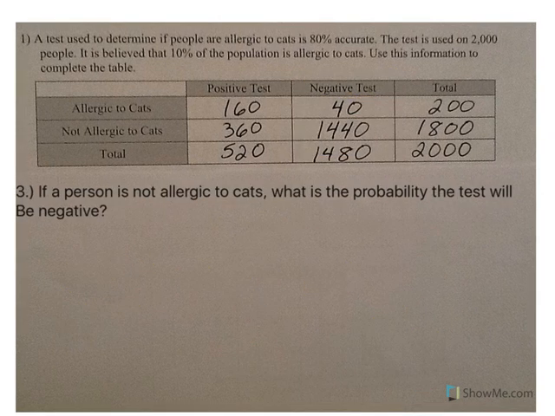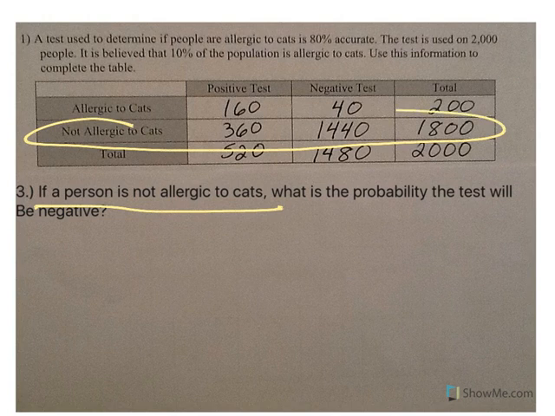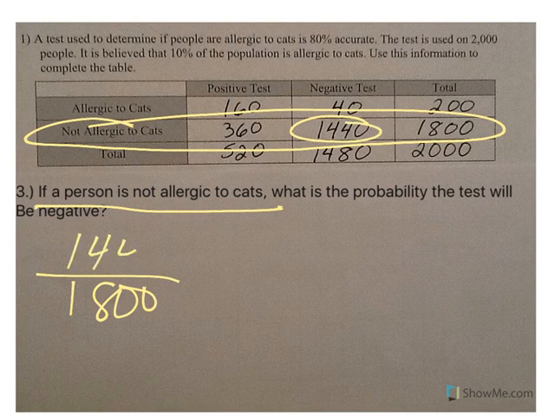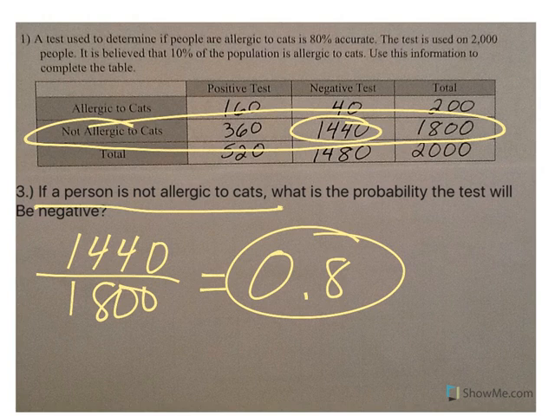Number 3, if a person is not allergic to cats, if a person is not allergic, that's this line. So 1,800. What is the probability the test will be negative? That's this, 1,440. And you're probably thinking, well, that's 80%. We know that from the accuracy rate. You're right, but this is just checking on your probability.